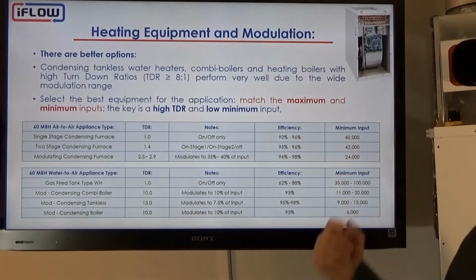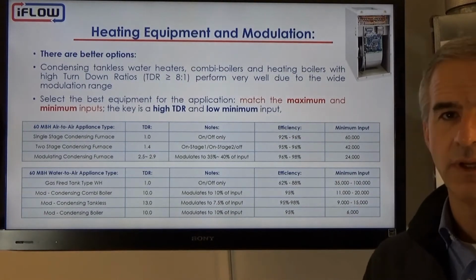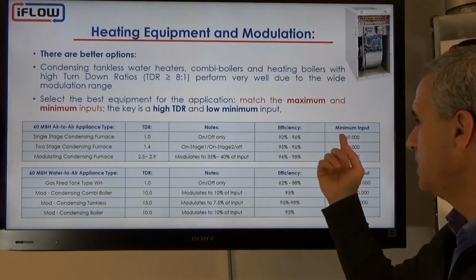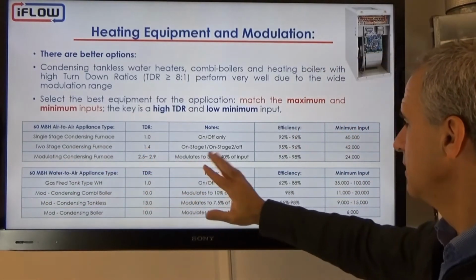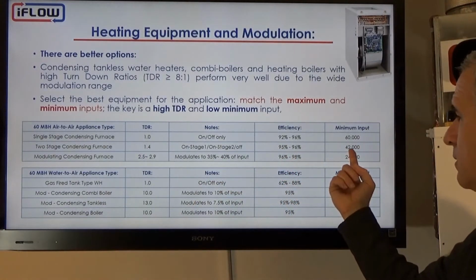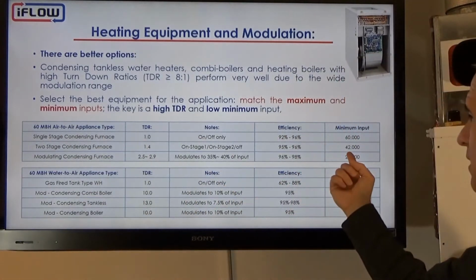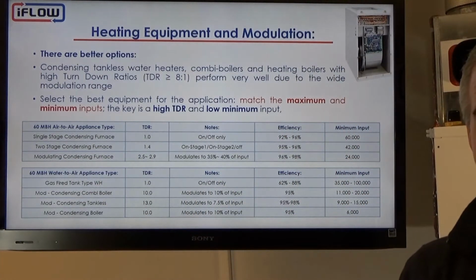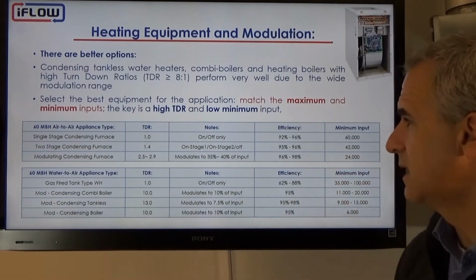Typically that'll happen in the shoulder seasons, you know, in September and October, where I need a little bit of heat, I don't need it full on. That's when it's going to be cycling worst. The two-stage unit, again, a little bit better, but its minimum input, again, looking at a 60,000 BTU furnace with stage 1 at 70%, 42,000 BTUs is my minimum input. So again, still quite high compared to many of the houses today.